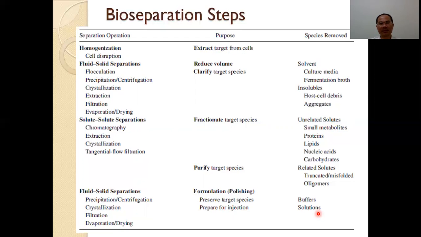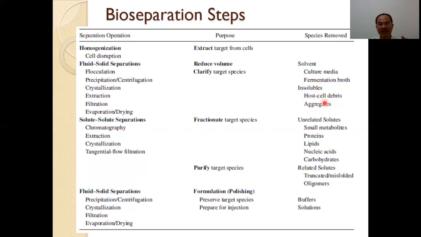The second step is fluid solid separation. This may be flocculation, precipitation, crystallization, extraction, something like that. In the fluid solid separation, we would like to reduce the volume and clarify the target species, so that we can remove the culture media, remove the fermentation broth, remove the host cell debris, or remove the aggregates, something like that. And the third step, solute separation.